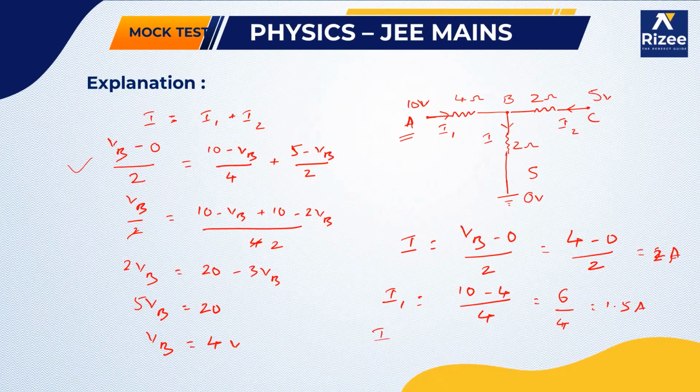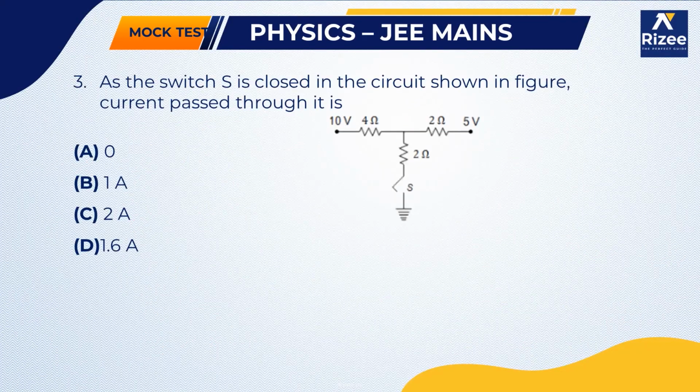Next, your I2 current, which is along the branch of C to B. That can be written as 5 minus 4 by 2, that is 1 by 2, which is equal to 0.5 amps. You can see here that your 1.5 and 0.5 both combine and give you 2 amps. Now coming to the options, what is the answer? It is 2 amperes, which is option C.